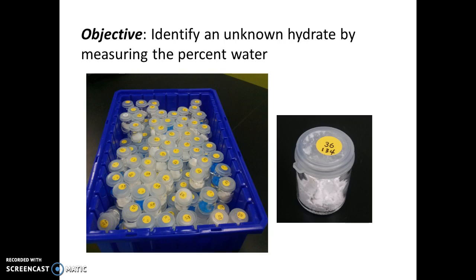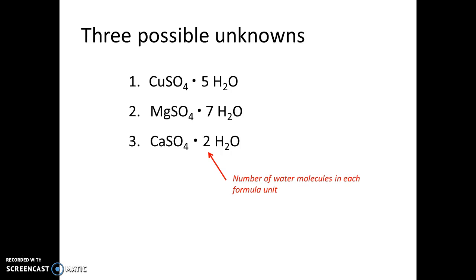Of all the vials that you're choosing from, there's only 3 possible unknowns for this lab, or 3 possible identities of your unknown. And I have the chemical formulas of those hydrates here. Remember that a hydrate consists of an ionic compound with a specific number of water molecules trapped inside. A hydrate is a pure substance because it has a definite ratio.